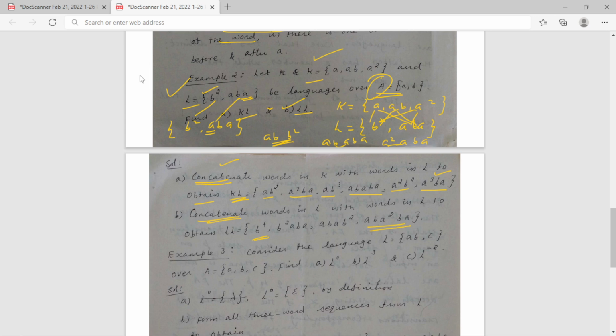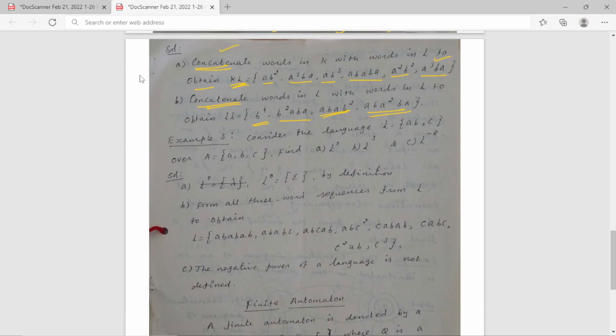Next, you have to take B square with ABA. So B square with ABA, write it as it is. Next, ABA with B square. So ABA with B square, write it as it is. Like that you have to give the four possible strings of this form. Next we move on to the next example.